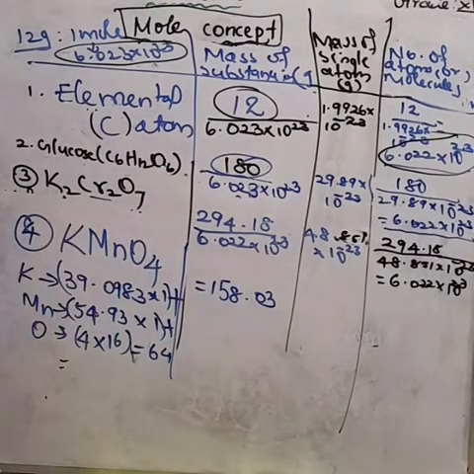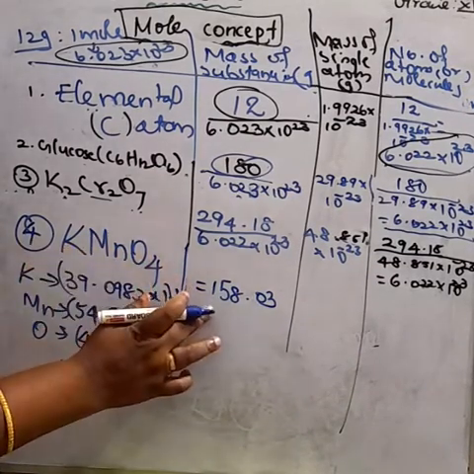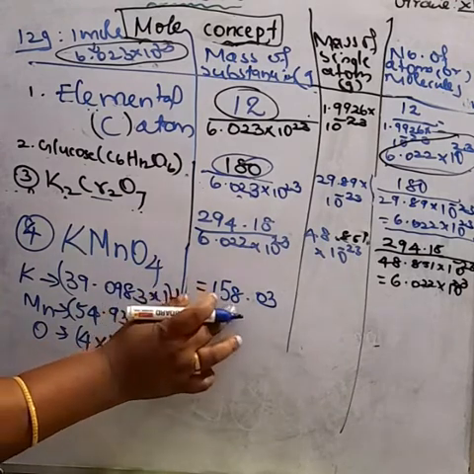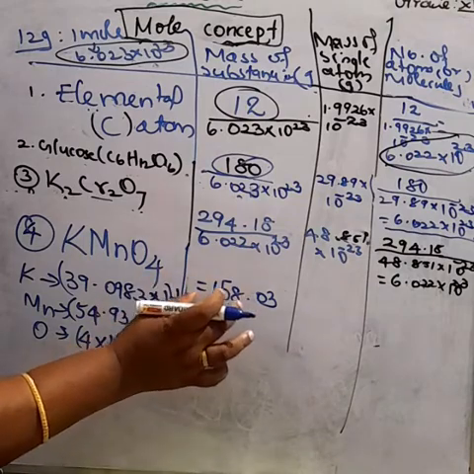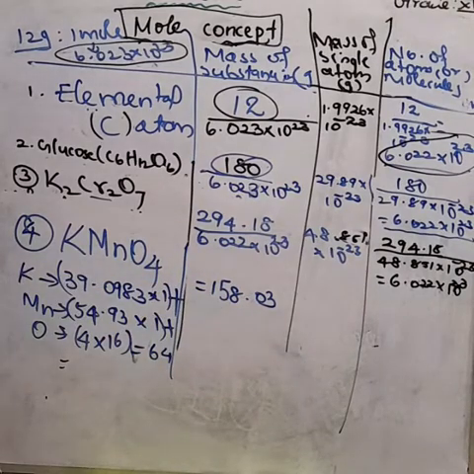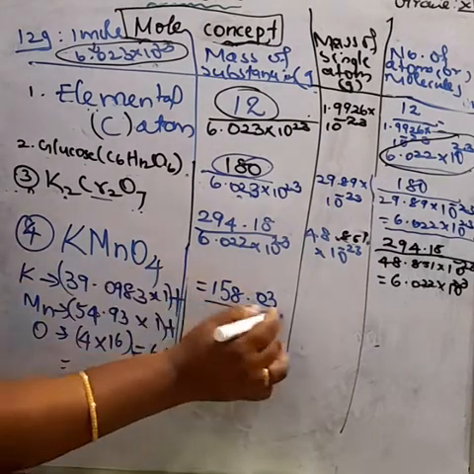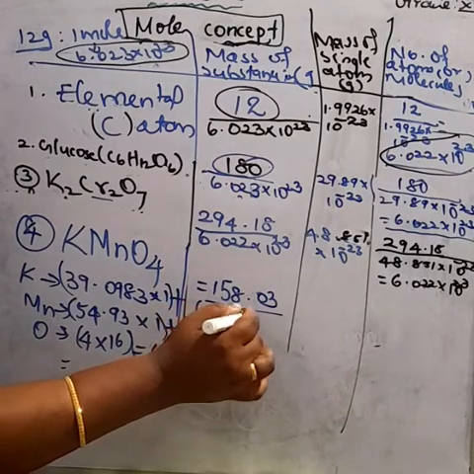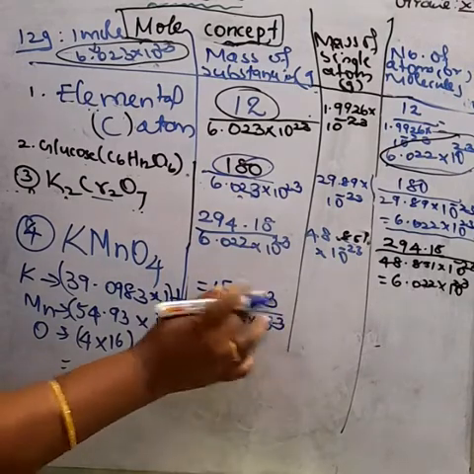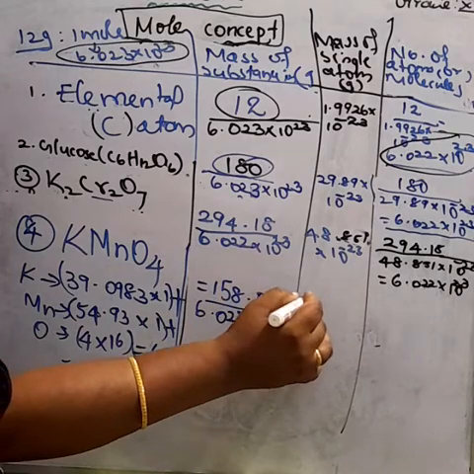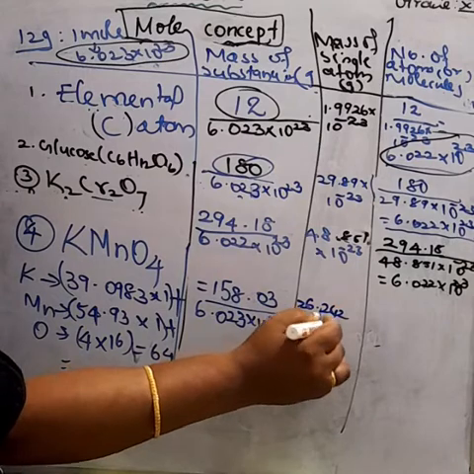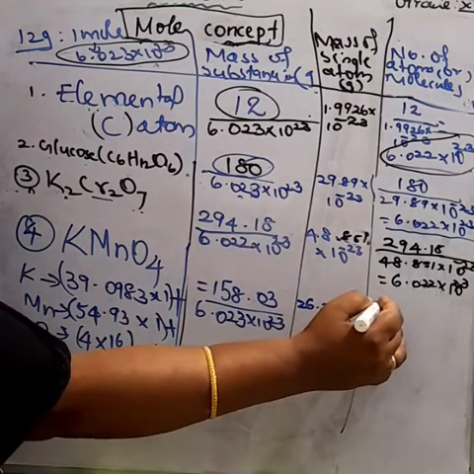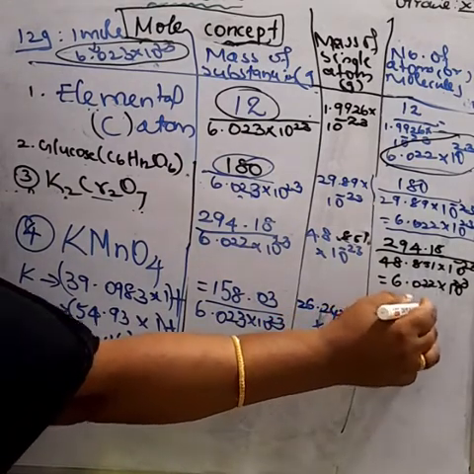1 mole of potassium permanganate, how many grams does it have? Totally 158.03 grams. Now we have to get the mass of a single atom. When we divide this by 6.022 into 10 power 23, we get the mass of the single atom. When we divide the total mass by the mass of the single atom, we get the total number of atoms, the total number of molecules, that is 6.022 into 10 power 23 molecules.